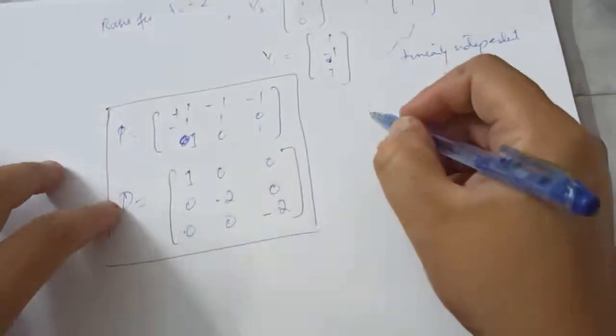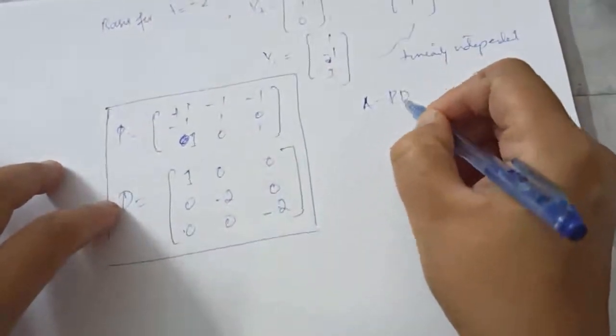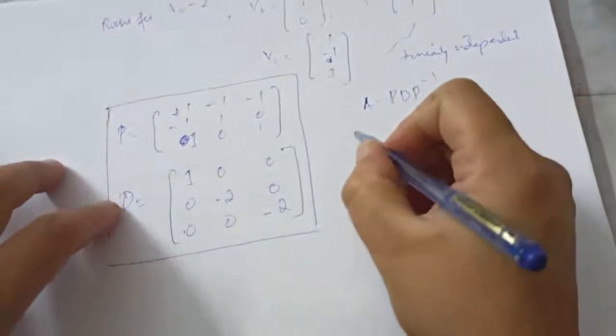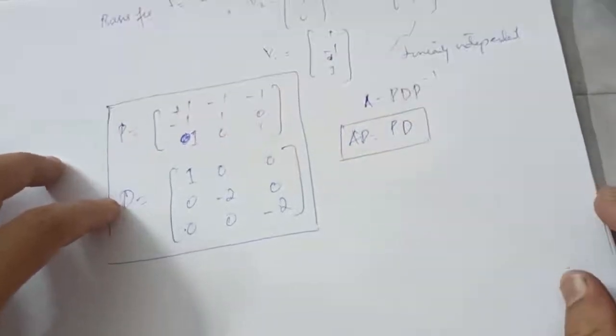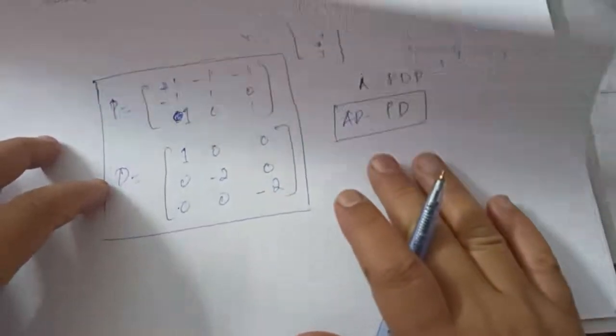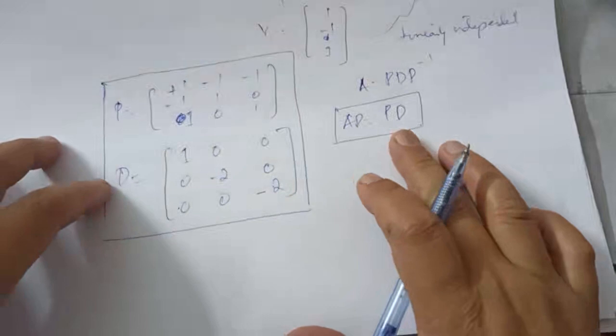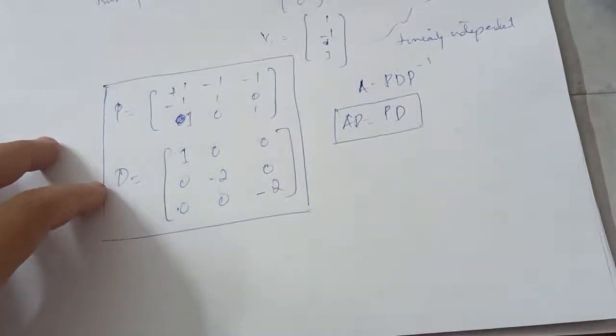Now either you can show that A is equal to P D P inverse, or the easier way around is A P equal to P D. So at home and in the book you can do it yourself and find out that A P in this scenario is nothing but equal to P D, right?